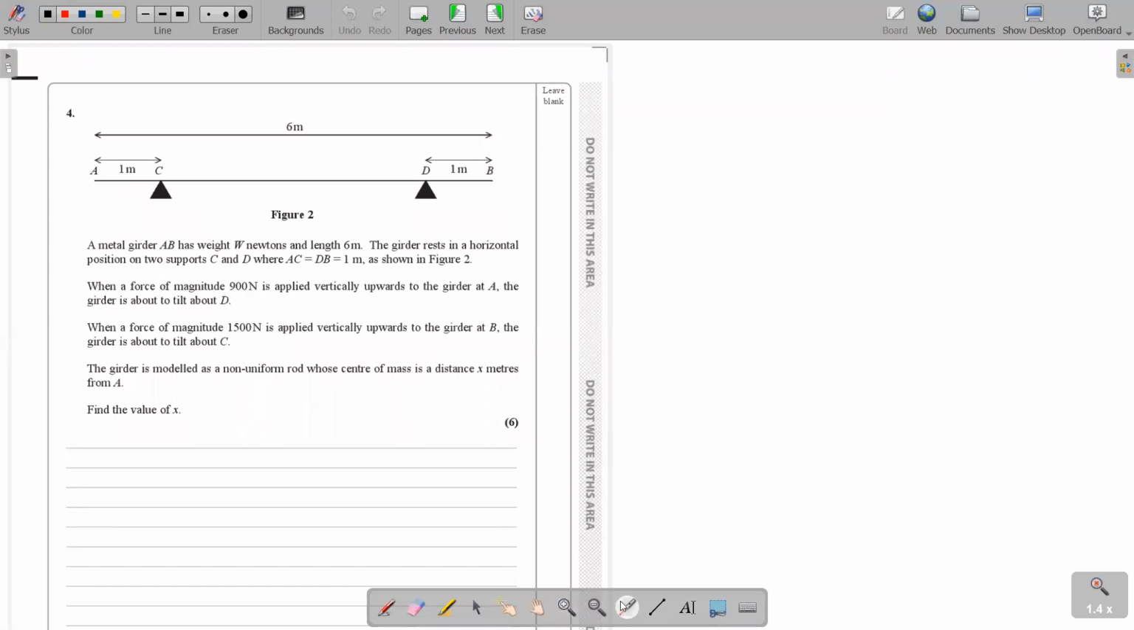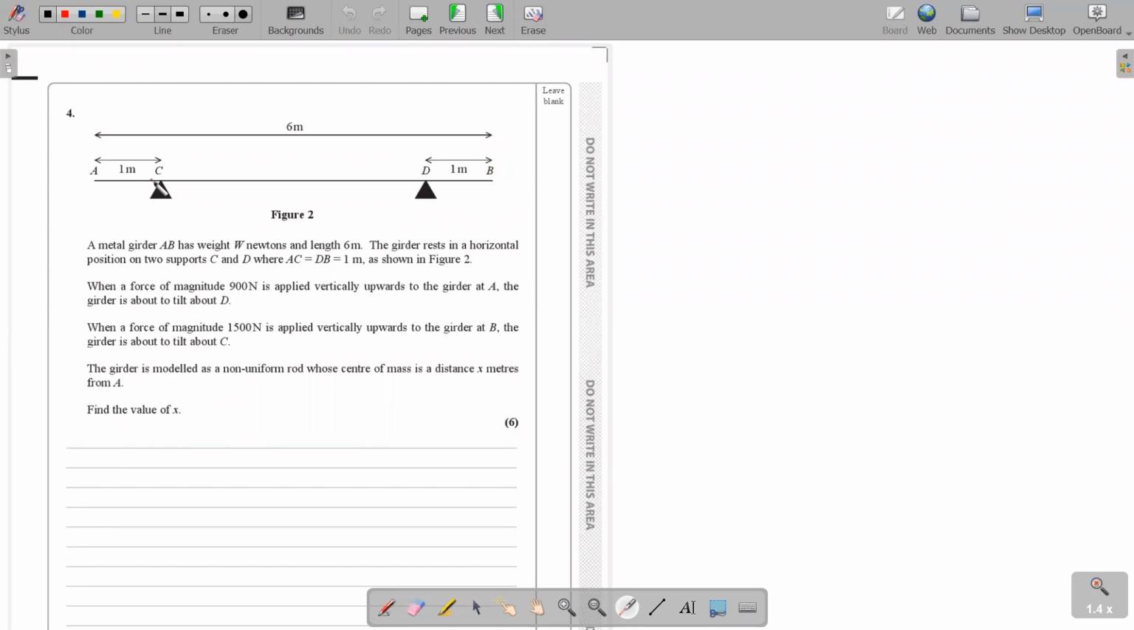Okay, moving on to question number 4. A metal girder AB has weight W newtons and length 6 meters. The girder rests in a horizontal position on two supports C and D, where AC and DB are both equal to 1 meter, as shown in figure 2. When a force of magnitude 9000 newtons is applied vertically upwards to the girder at A, the girder is about to tilt about D. So when you apply a force here, it's going to tilt about D. When a force of magnitude 1500 newtons is applied vertically upwards to the girder at B, it's about to tilt about C. So we have two situations here, right?